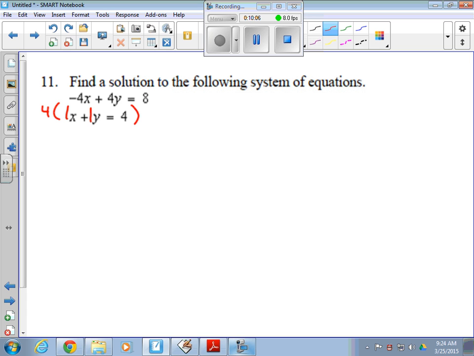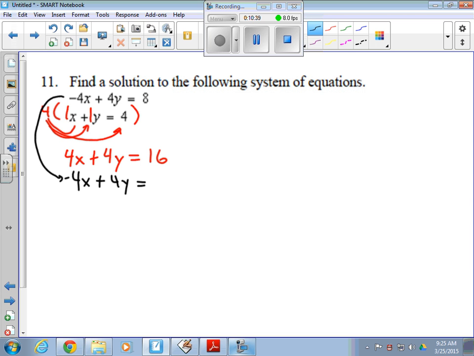In order to multiply x times something that gives you an opposite of negative 4x, you're going to multiply it by 4. So this times this is going to be 4x. But you can't just multiply it by the one term. You have to distribute it to everything. 4 times 1y is positive 4y, and 4 times 4 is 16. So we converted that second equation. Let's take the first equation and bring it down underneath it. Negative 4x, just like it is, plus 4y equals 8.